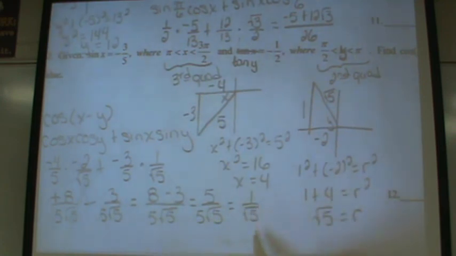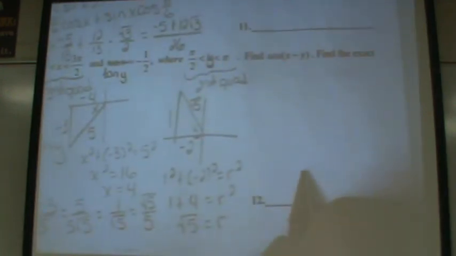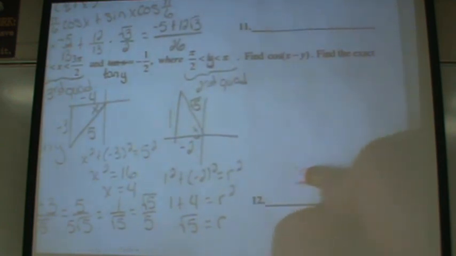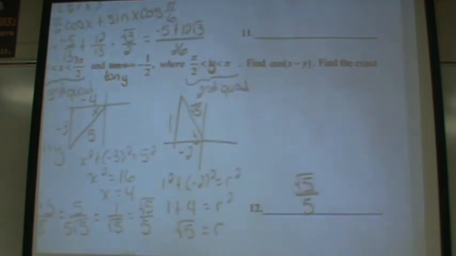And you're going to end up with 1/√5. Do not leave this as your answer. Make sure you rationalize it. When you rationalize it, you're going to multiply by √5/√5, which is going to give you √5/5. So your final answer for number 12 is √5/5, root 5 over 5. And we're done.